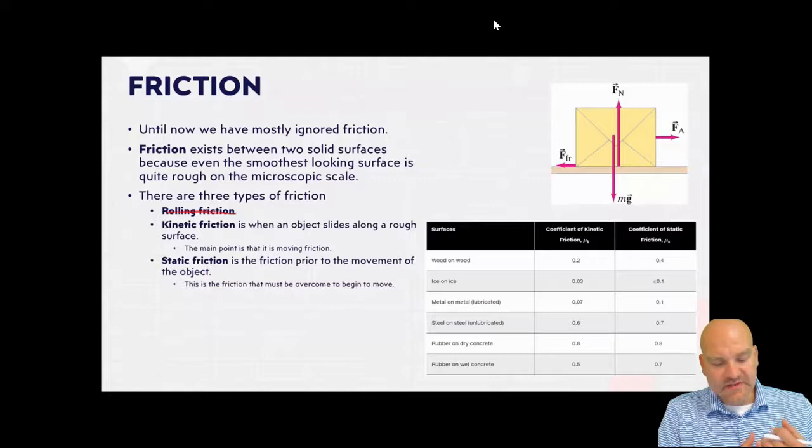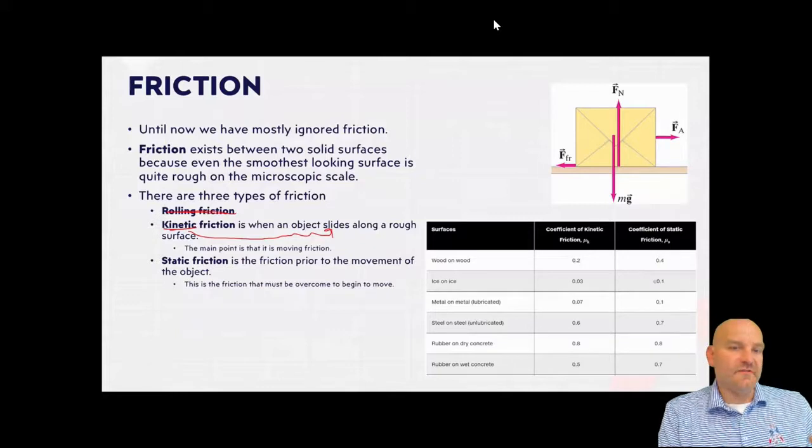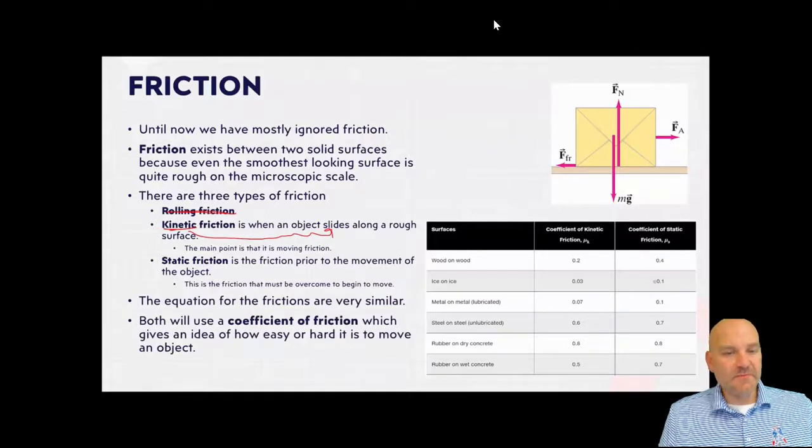Kinetic friction is when an object slides along a rough surface. So you look at kinetic, we talk about motion, and the main point is that it's moving friction. And then we have static friction, which is the friction prior to the movement of an object. They actually use the same mathematical formula, just one uses an equal sign and one uses a less than or equal to sign. So the equations are going to be very similar.